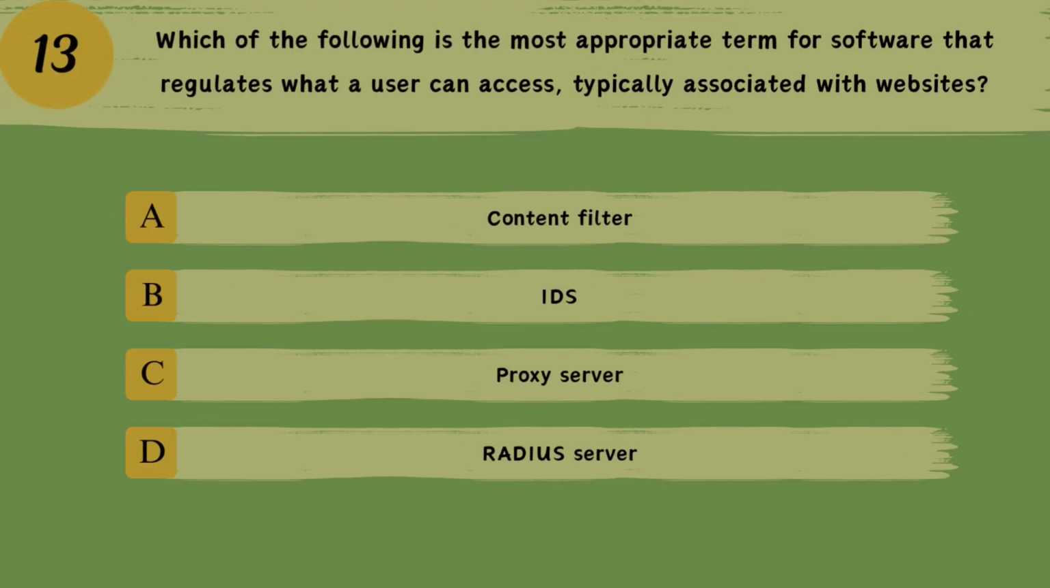Question 13. Which of the following is the most appropriate term for software that regulates what a user can access, typically associated with websites? A. Content filter. B. IDS. C. Proxy server. D. RADIUS server. Correct answer: A. Content filter.